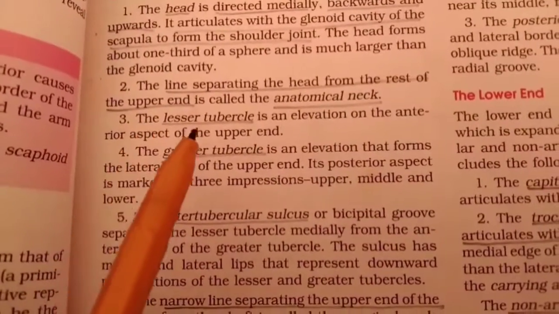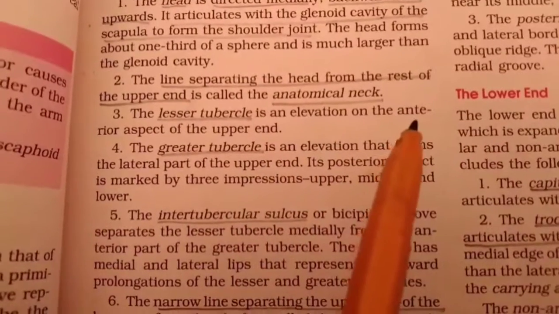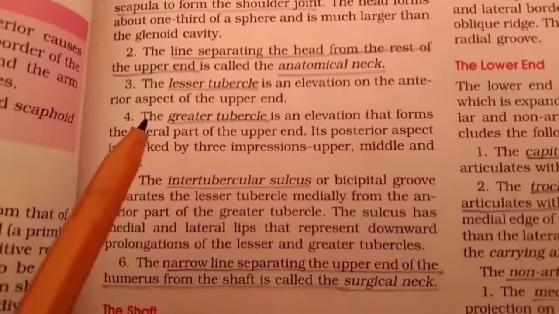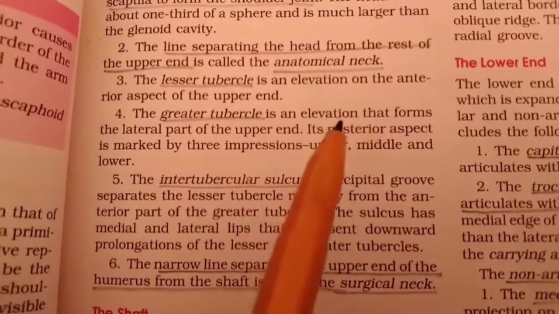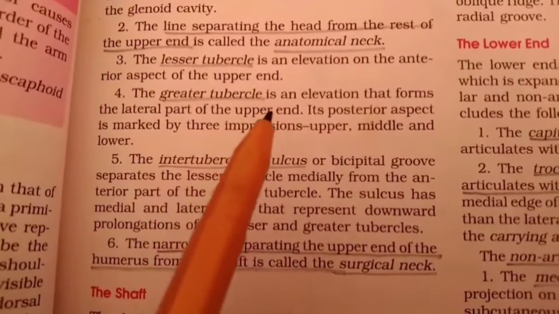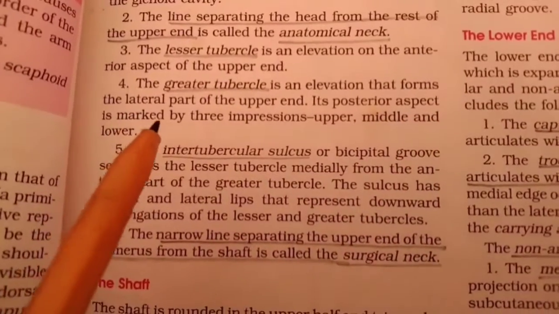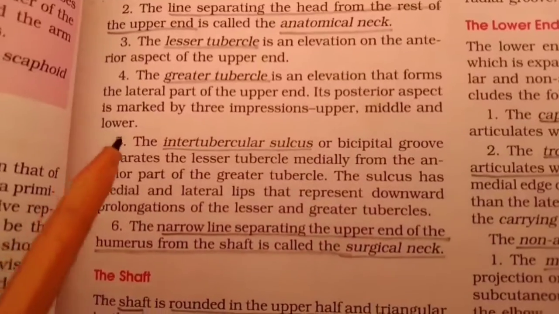Number 3, the lesser tubercle is an elevation on the anterior aspect of the upper end. Number 4, the greater tubercle is an elevation on the lateral part of the upper end. Its posterior aspect is marked by 3 impressions: upper, middle and lower.